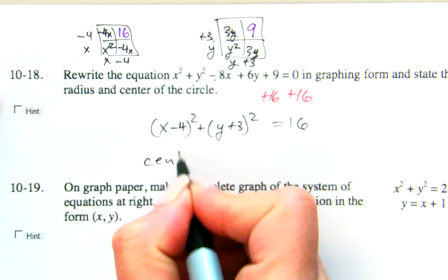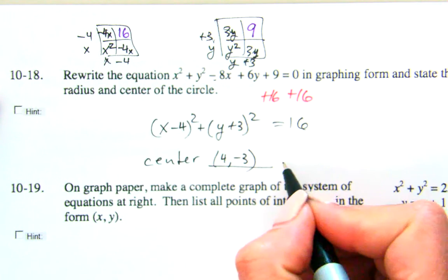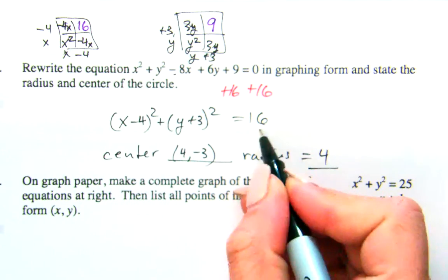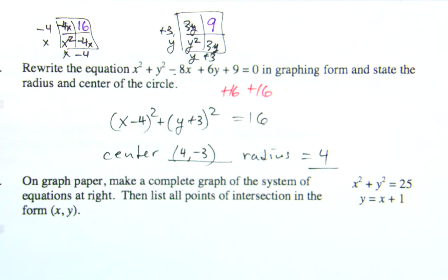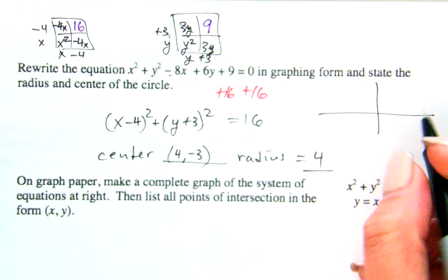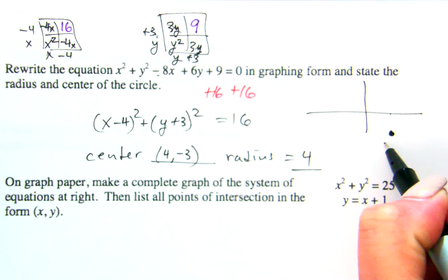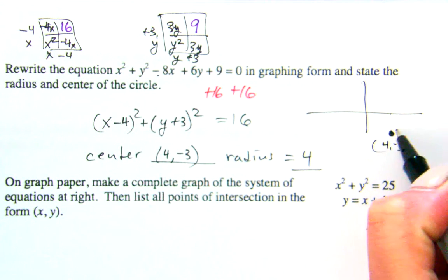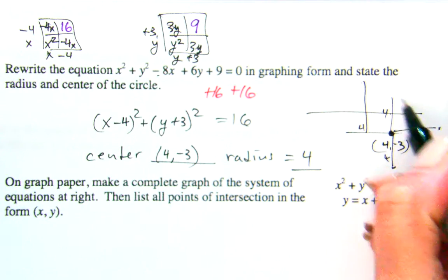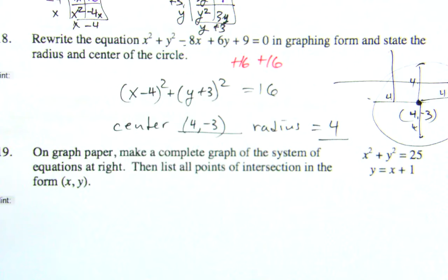So your center is going to be at positive 4 and negative 3. And your radius is going to be equal to 4 because 4 squared is 16. So if you were to graph this, the center is going to be at 4, negative 3, and it's going to go a distance of 4 in all directions. And then if you plot those points, you're going to get your circle. Okay. That's number 18. Number 19.